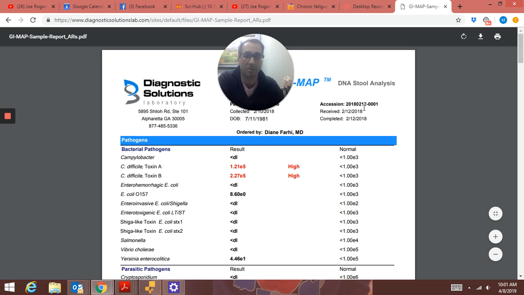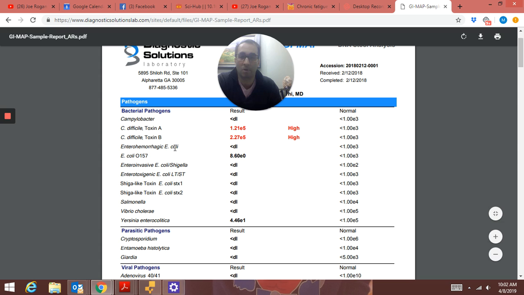So you can see this sample. Again, I have no idea what the sample is. This is the sample report on the GI map website. So basically, we'll look through these couple of different pathogens here. Campylobacter, very, very common for those of you that travel and drink contaminated water. It can definitely ruin your trip. C. difficile, Clostridium difficile, obviously one of the bigger toxins in the gut that can cause loose and watery stool. Enterohemorrhagic E. coli, again, obviously not good either.